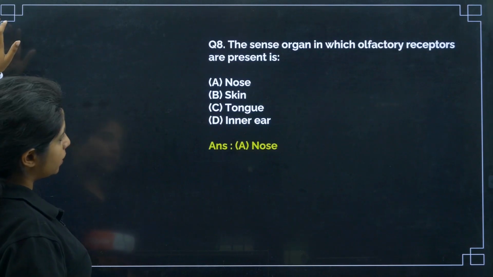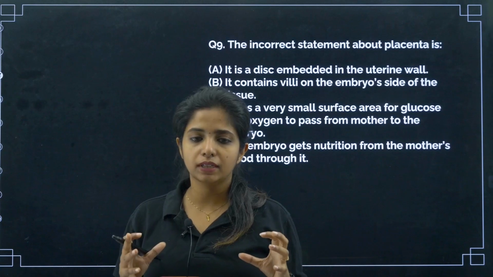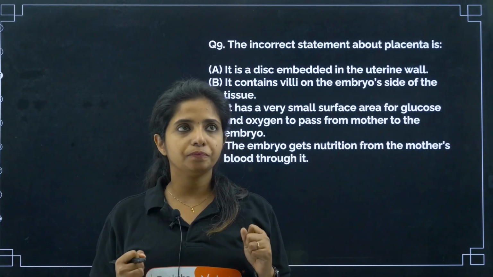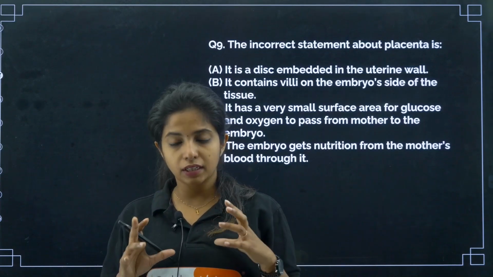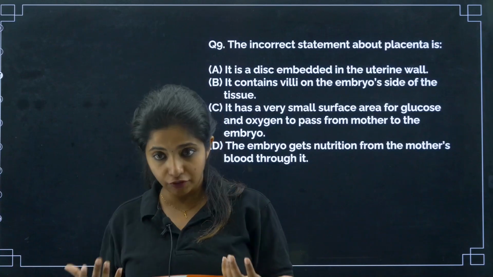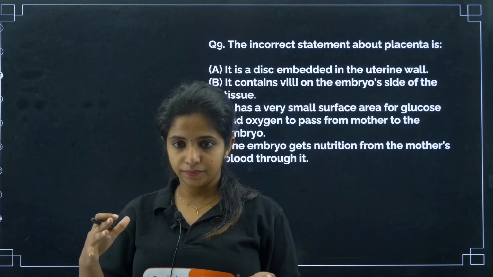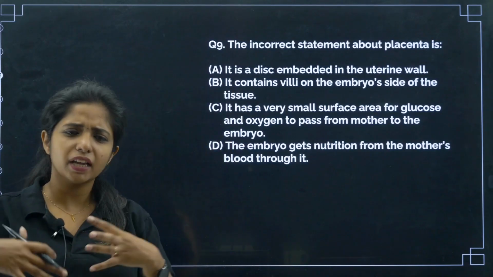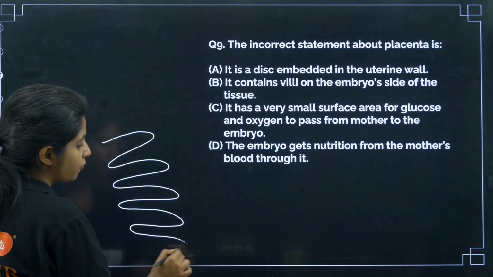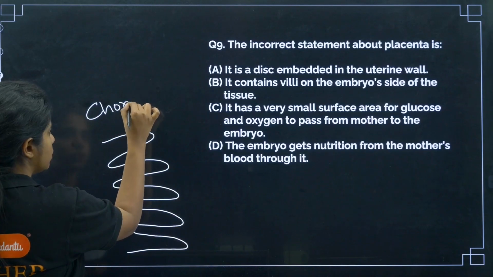Okay, chalo. Now, the incorrect statement about the placenta is... you know, the placenta is something that is formed for nourishment of the baby or the fetus. Now, the placenta is actually a disc-shaped structure, my dear children, which is present between the mother's uterine wall and the baby, or basically the fetus. The placenta has villi on it. The placenta is basically a combination of villi and the blood spaces from the mother's end. These villi are there for increasing the surface area for exchange of gases. So the placenta has something known as chorionic villi, my dear children.